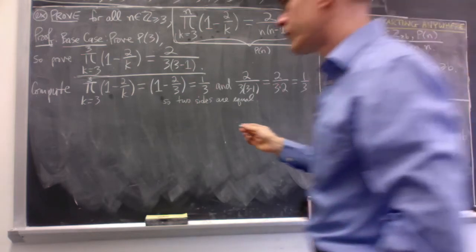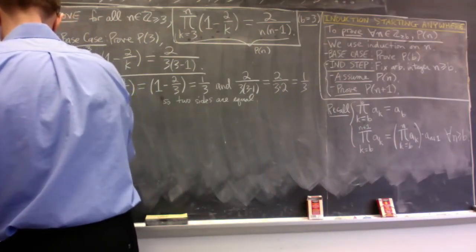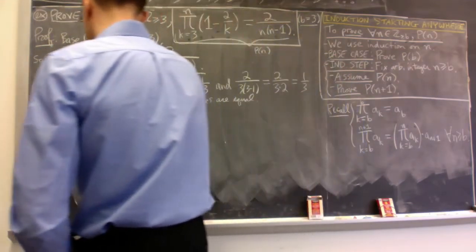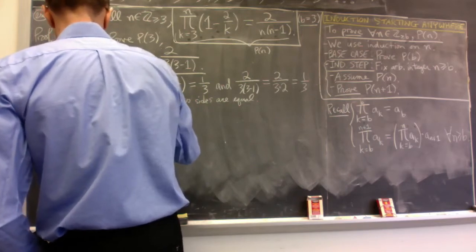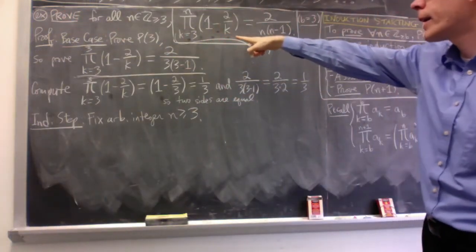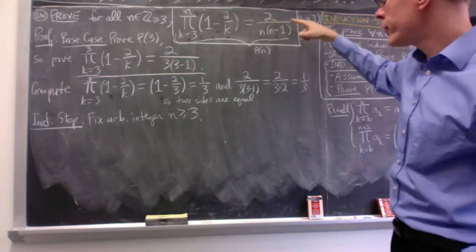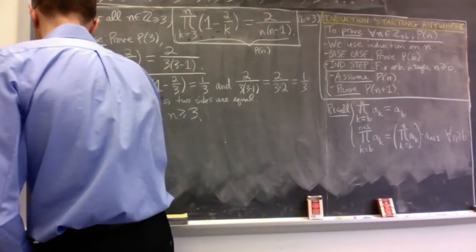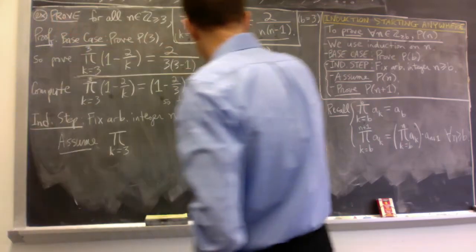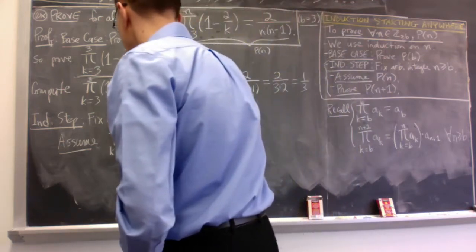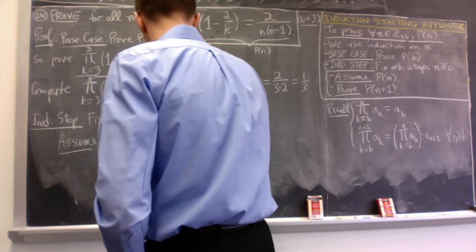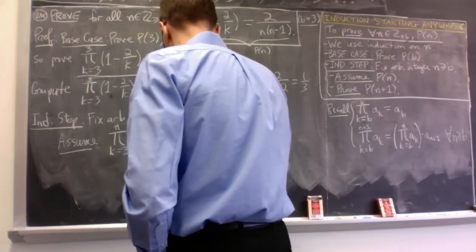Let's move on to the induction step. All right, so we've got to fix the arbitrary integer. Again, here's the other place that changes just a little bit. Now it's an integer n greater than or equal to 3. Okay, and we get to assume P of n, this very statement right here. I'm going to write it again. Now it's an assumption. Assume for this fixed choice of n, this constant value of the parameter, that the product going from 3 to n, 1 minus 2 over k, is equal to 2 over n times n minus 1.